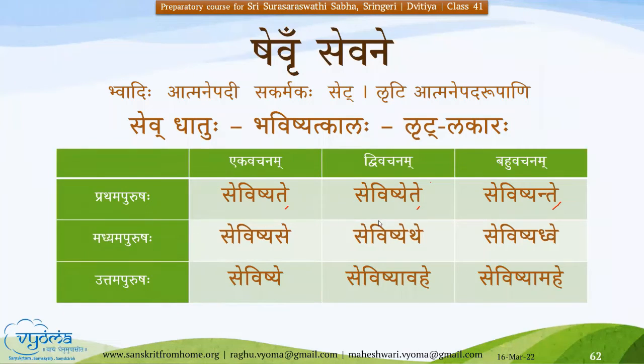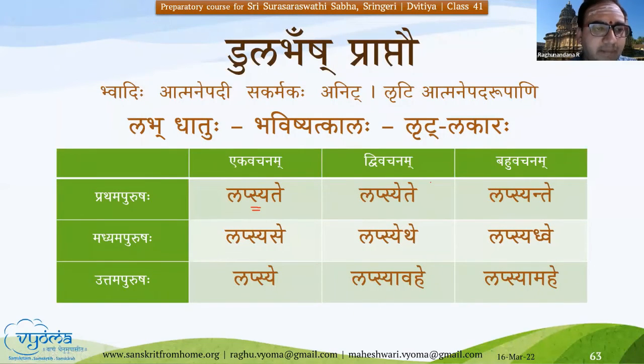Sevishyate, Sevishyete, Sevishyante. Sevishyase, Sevishyethe, Sevishyadhve. Sevishye, Sevishyavahe, Sevishyamahe. One sentence: Aham mama gurum sevishye. Uttamam. Dhanyavadah. Next, NSL Narasimhan Mahodaya. Can you please recite the next Dhaatu Roopani?